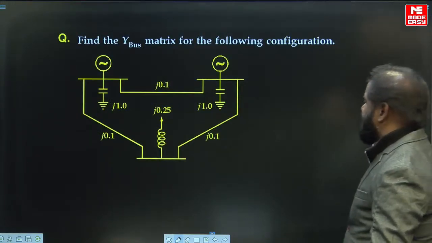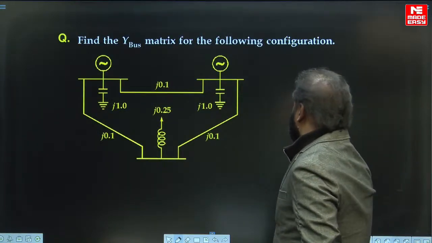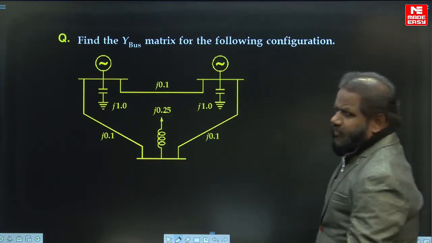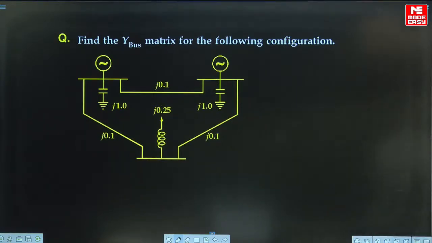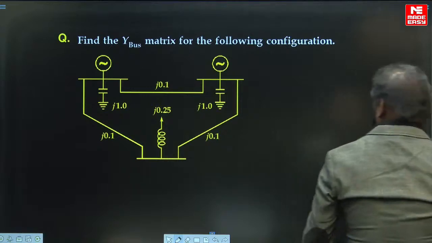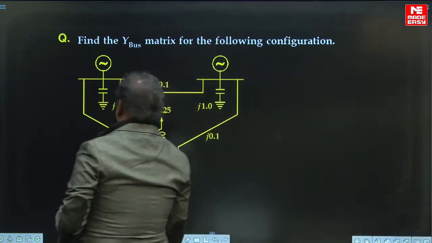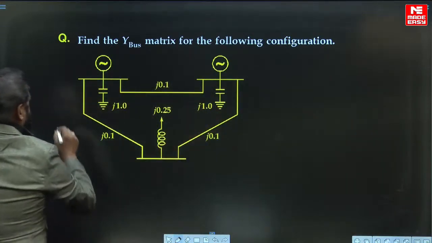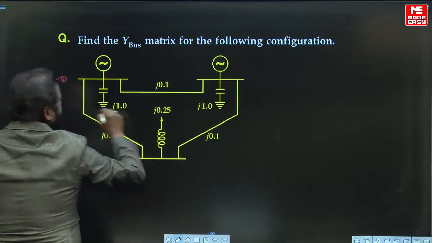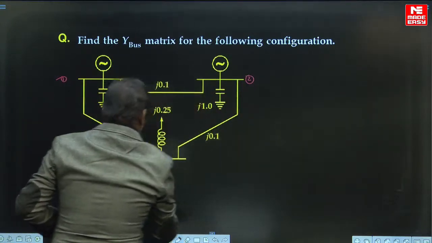In the load flow analysis the question has been given: find the Ybus matrix for the following configuration. Here we know one fundamental concern of the Ybus matrix: the size of the Ybus matrix is n cross n, where n is the number of buses. Here how many buses are there? 3 buses are there, namely you name them as 1, 2 and 3.